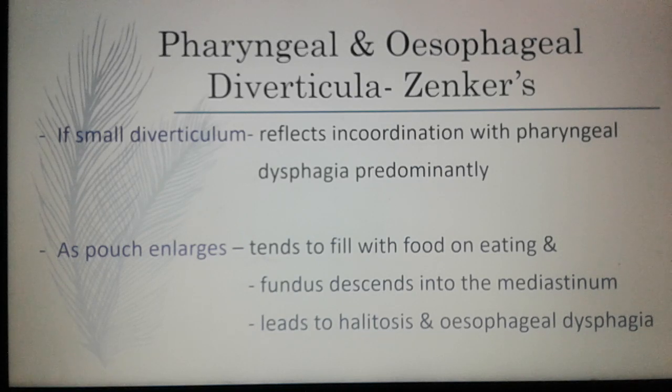So two types of dysphagia: pharyngeal dysphagia and esophageal dysphagia. Now the enlarged pharyngeal pouch, the Zenker's diverticulum, is going to affect the esophagus also. There is difficulty in swallowing at the esophageal level. Halitosis means bad breath.